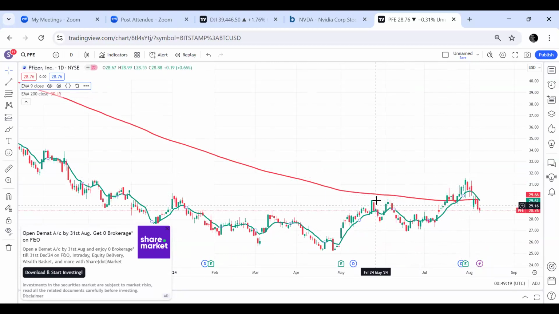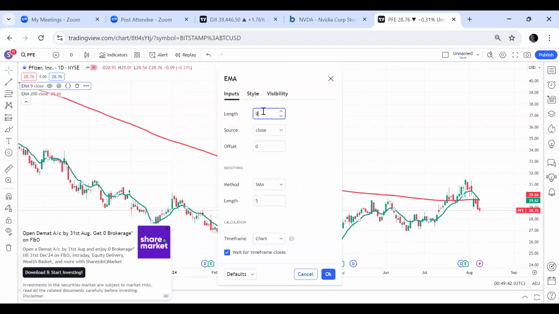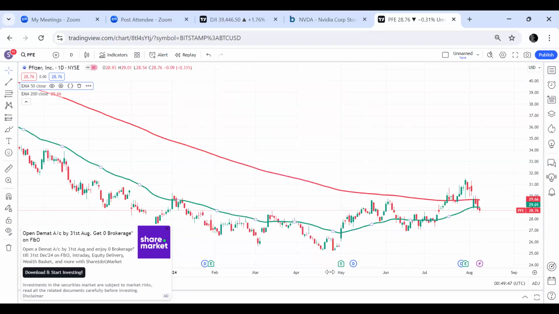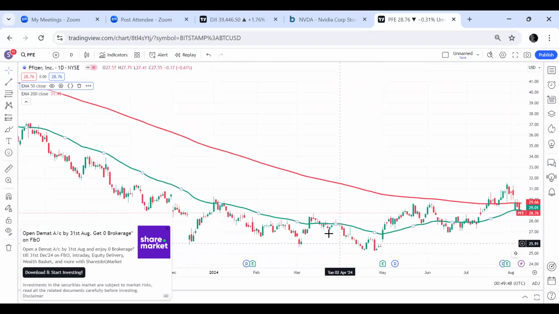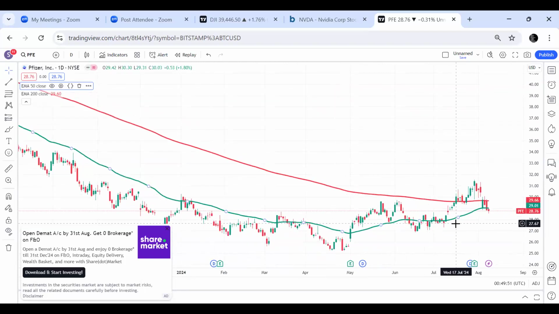Why? As I had told you earlier, these fast moving averages react to the recent price changes very quickly, whereas the slow moving averages react to recent price changes somewhat slowly. So that's the reason. You need to understand which EMA is better for your chart. You need to make the analysis. Here I had again changed it to 50 EMA, 200 EMA.